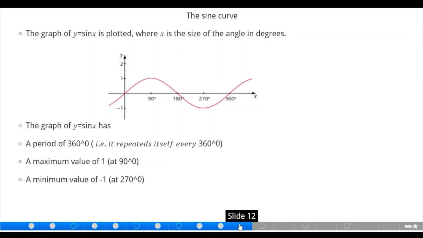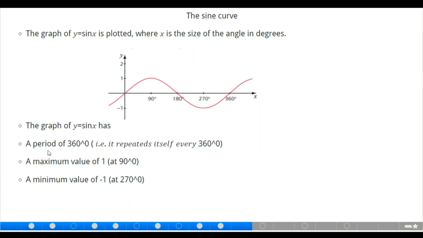The first one we are going to be looking at is the sine curve. The graph of y equals sine x is plotted where x is the size of the angle in degrees. We have our x-axis and our y-axis. The x-axis is the size of the angle. You can see that we have 90 degrees, 180 degrees, 270 degrees, and 360 degrees, so the interval on this x-axis is 90 degrees. The y-axis runs from 1 to 2, and we have -1. If you are plotting the sine curve, this is how it is reflected. So the curve goes this way if it is a sine curve.